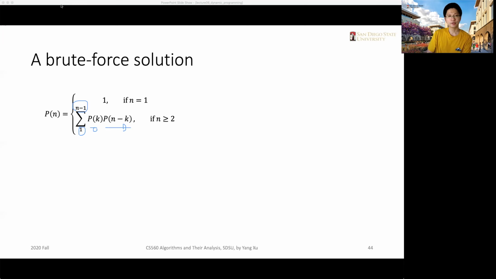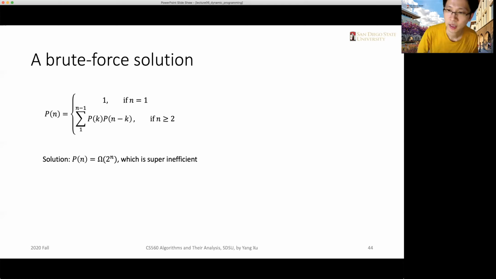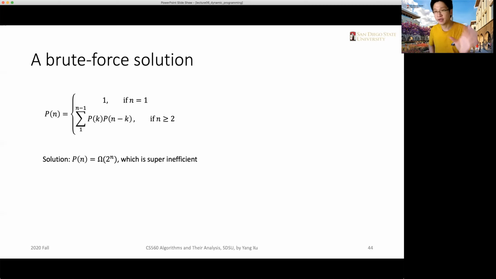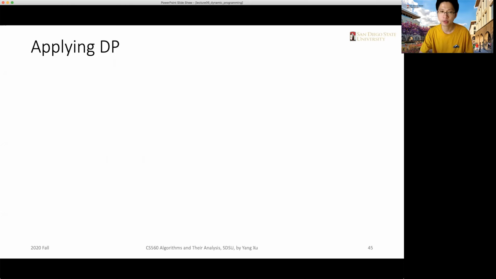If we solve this recurrence equation, it's going to be a function growing even faster than the exponential function, which is super inefficient. If we want to go through that many possible parenthesizations, it's going to take us too long. We will find that there are actually a lot of overlaps in the resulting subproblems, so we're going to solve this problem using a dynamic programming approach.